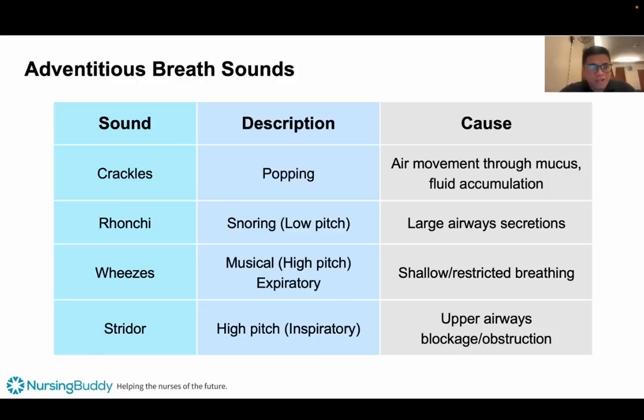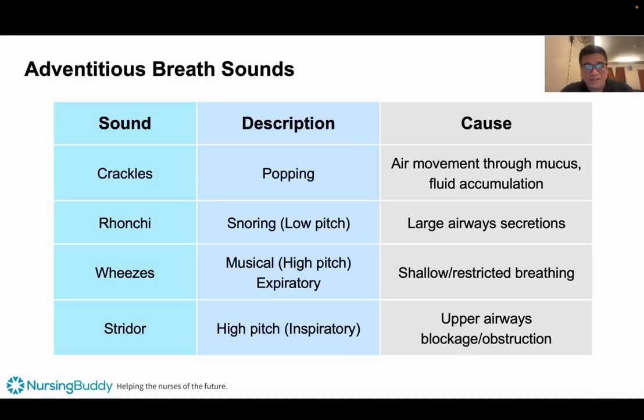How about your rhonchi? So when we say rhonchi, kapatid, this is actually the snoring, low pitch. These are the common terms that come out in the boards, and it can be caused by your large airway secretions. So if there are secretions in the large airway, there will be snoring, okay? So it means that there's something in your airways, and those are large airway secretions, and that's what we call your rhonchi.